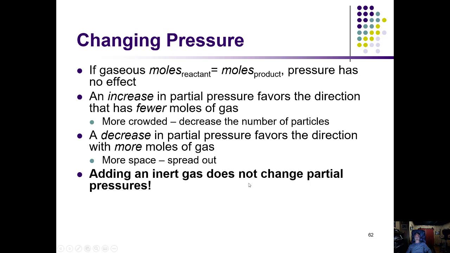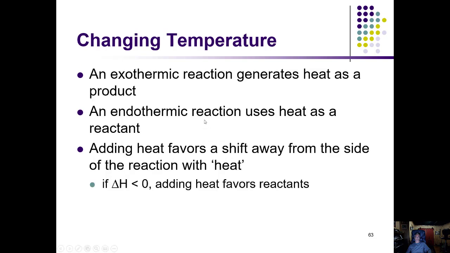Adding an inert gas does not affect the partial pressures, doesn't change them. Okay, so if you add argon to a container, argon is a noble gas, it's inert. If you add it to a gas phase reaction, there is no change in the equilibrium. If you add a catalyst, it does not change the equilibrium. A catalyst just means it gets to equilibrium faster.